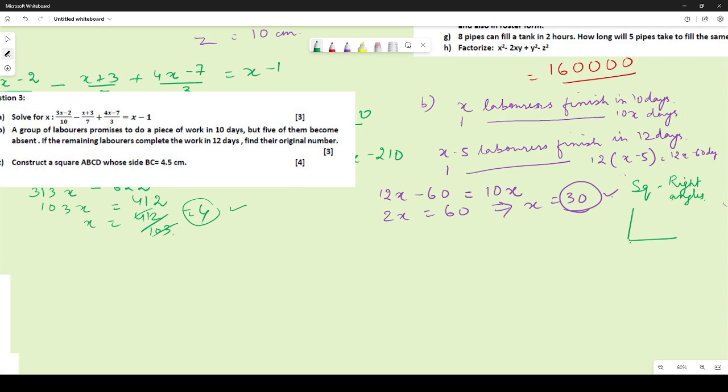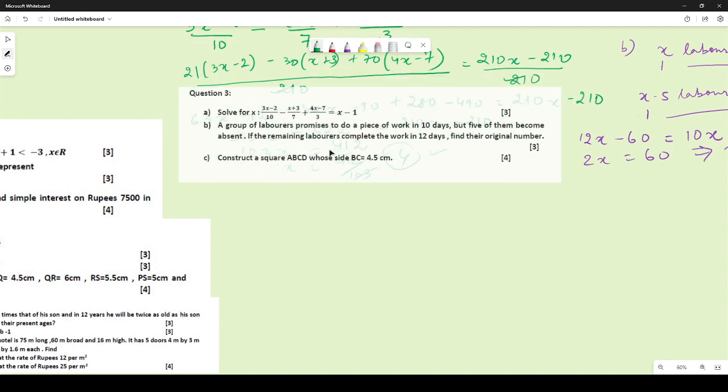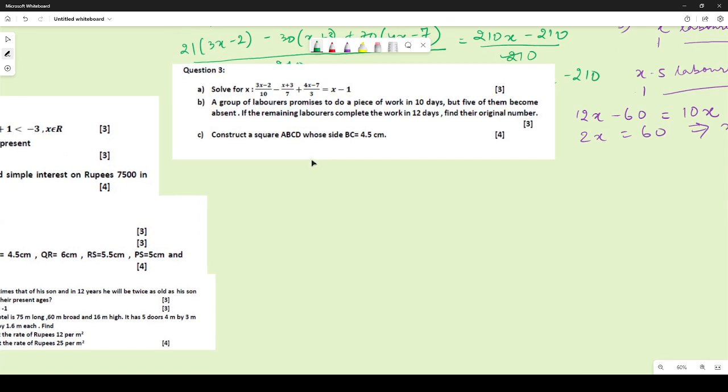Then you know how to do a perpendicular. You draw one line, you draw a perpendicular, then you open up your compass to 4.5 centimeter radius, cut a line over here 4.5, cut a line over here 4.5, from here 4.5, from here 4.5, and you get the 4 sides of the square. That is how easy it was to draw. Now let us move on to the next question. Let us take this up now.